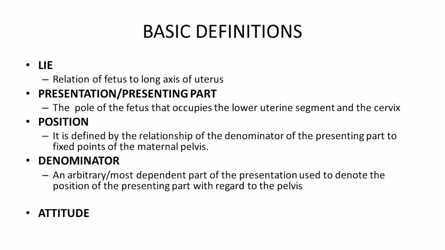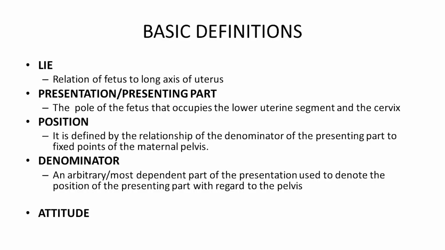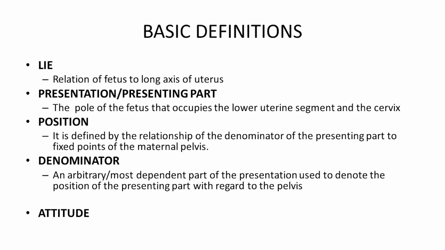Then presentation or presenting part. And this is the pole of the fetus that occupies the lower uterine segment and the cervix. And then position is defined by the relationship of the denominator of the presenting part to the fixed point on the maternal pelvis. Then denominator is an arbitrary or the most dependent part of the presentation that is used to denote the position of the presenting part with regards to the pelvis. So for breech presentation, the denominator is the sacrum. For face presentation, the denominator is the chin or the mentum. Then for attitude, attitude has to do with the degree of flexion of the head in relation to the other part of the body.